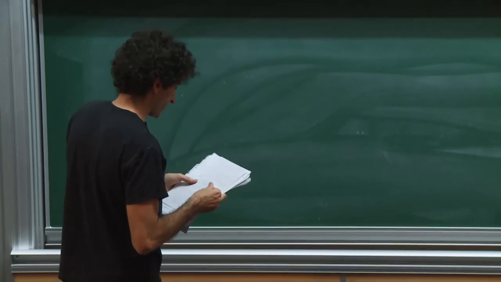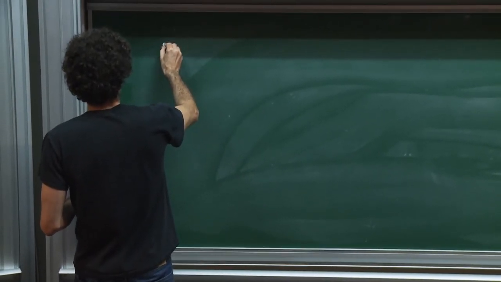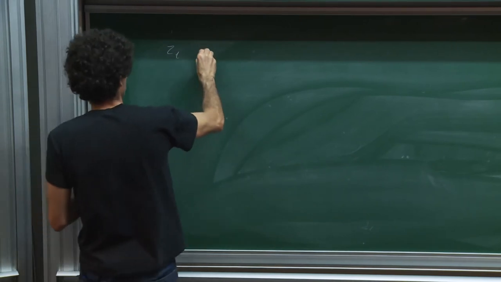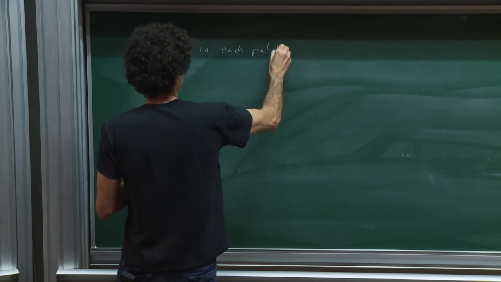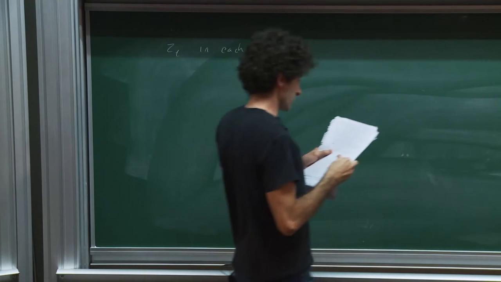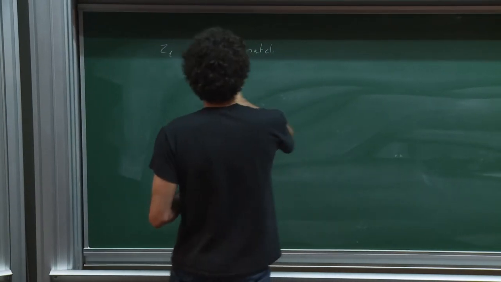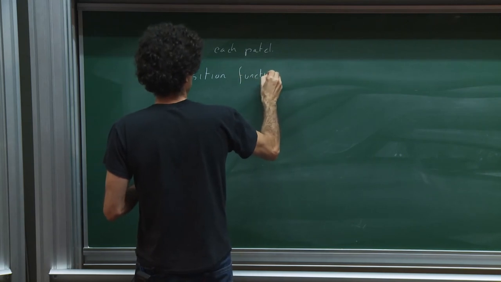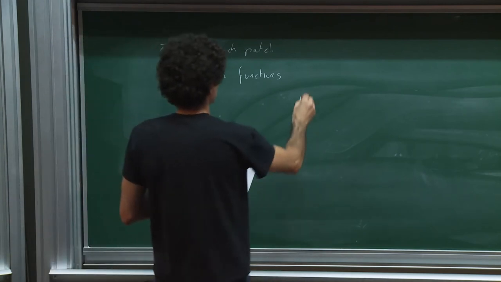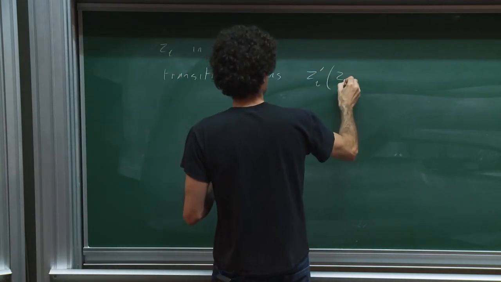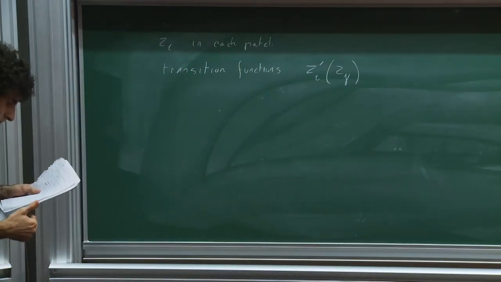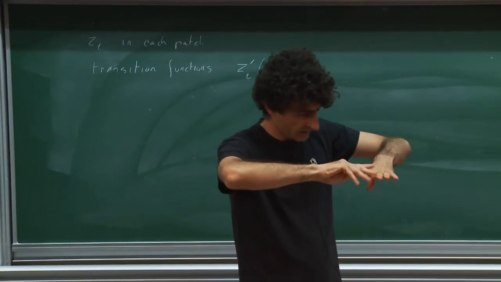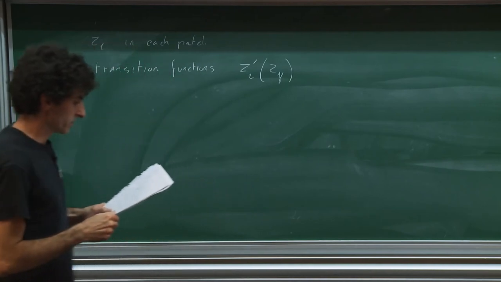A characterization of a complex manifold is that I can cover it in patches, and on each patch I can choose complex coordinates z^i, in which the metric, for instance, will get that form. In going from one patch to another, and this is the important part, the transition functions between one patch and another are holomorphic functions of the coordinates. So the new coordinates z^i prime are holomorphic functions of the z's. So you can cover your manifold in patches which look like C^2, and in going from patch to patch, you just change the coordinates with holomorphic functions.